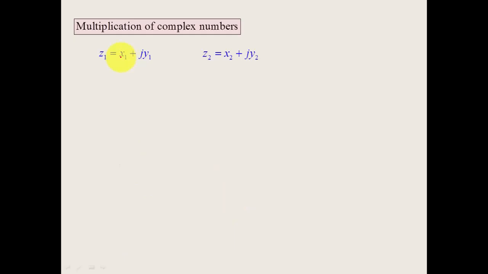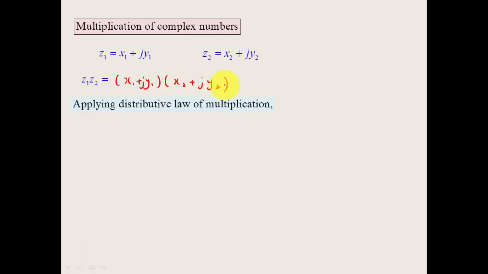Say I'm given two complex numbers z1 and z2, and I would like to multiply them together in this way. The first thing I'll need to do is to write down the complex numbers side by side, like this. After that, I'm going to apply the distributive law of multiplication to open up the brackets.